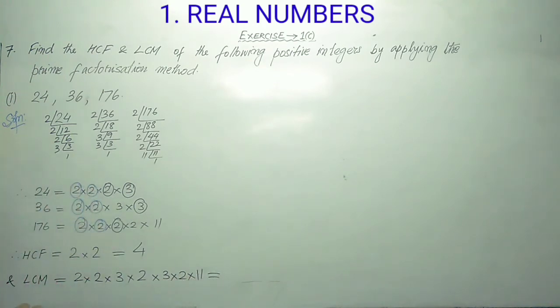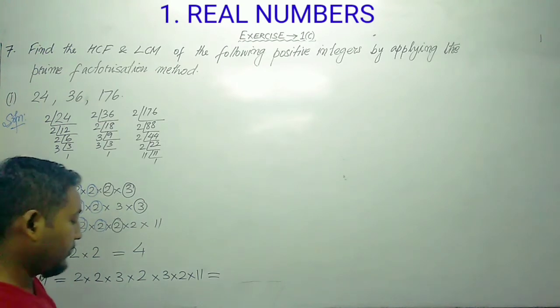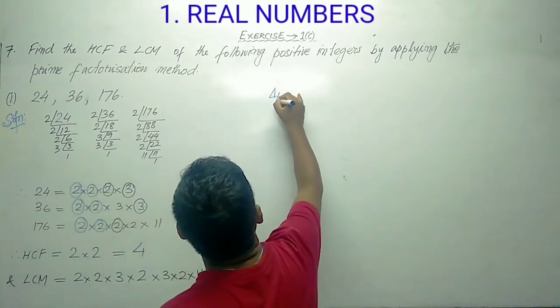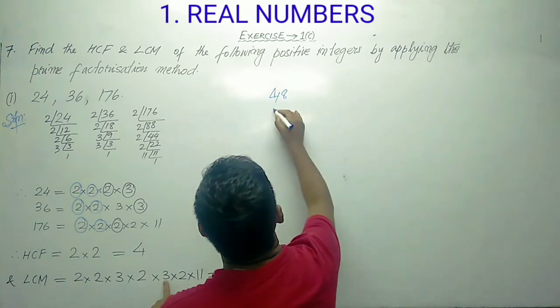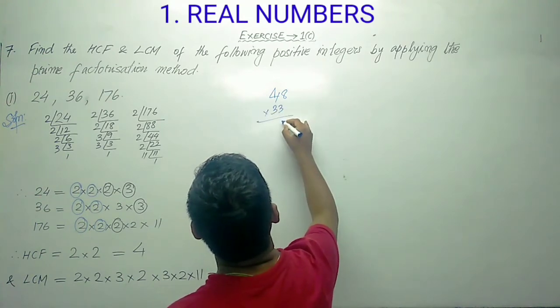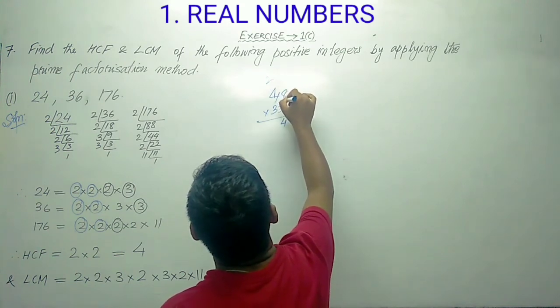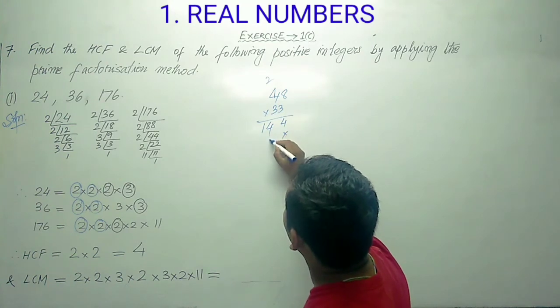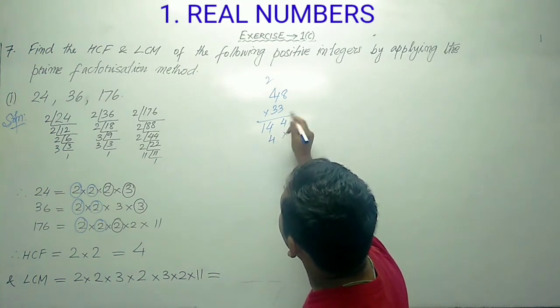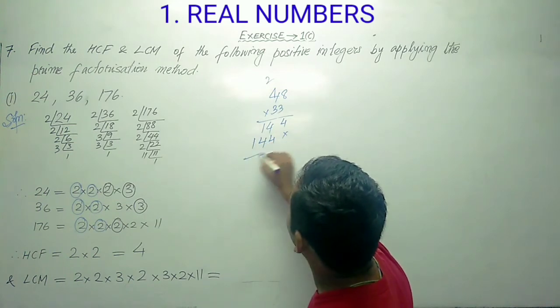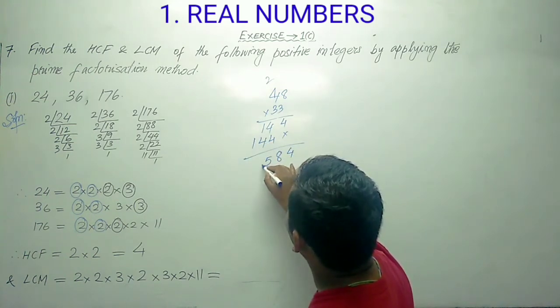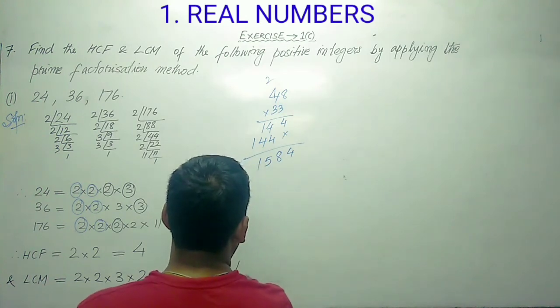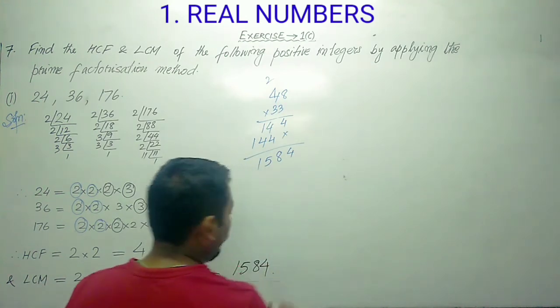Now you have to multiply them. 2 2s are 4, 4 3s are 12, 12 2s are 24, 24 2s are 48. I'll write down here 48, 48 into 33. 3 8s are 24, carry 2. 3 4s are 12 plus 2, 14. 3 8s are 24, carry 2. 3 4s are 12 plus 2, 14. You have 4, 8, 5, 1. So therefore your answer will be 1584.